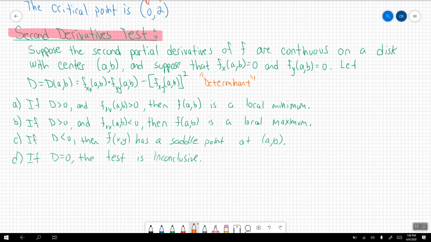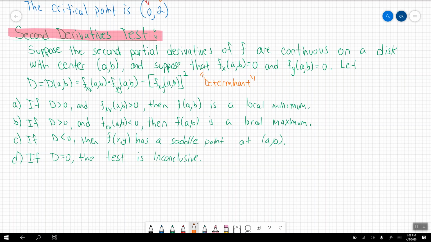If we have a function that's concave down, then we have a local max. So again, this looks very, very similar, and it should have that similar feel because we're still looking at derivatives. If the determinant is less than 0, then our function has a saddle point.